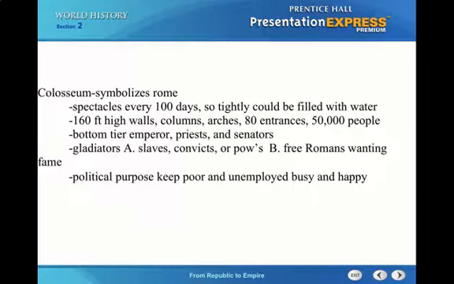It symbolizes the greatness of Rome, the things that it can do that's just unbelievable. It was built so tightly it could be filled with water so that you could have naval battles. 160-foot high walls, columns, arches, 80 entrances, 50,000 people. Supposedly you could completely exit all 50,000 people in under 5 minutes. That's how well built it was. The bottom tiers are for the emperor, priests, and senators. The top tier is for the slaves and the poor. So again, it's showing this inequity that's just blatantly there.